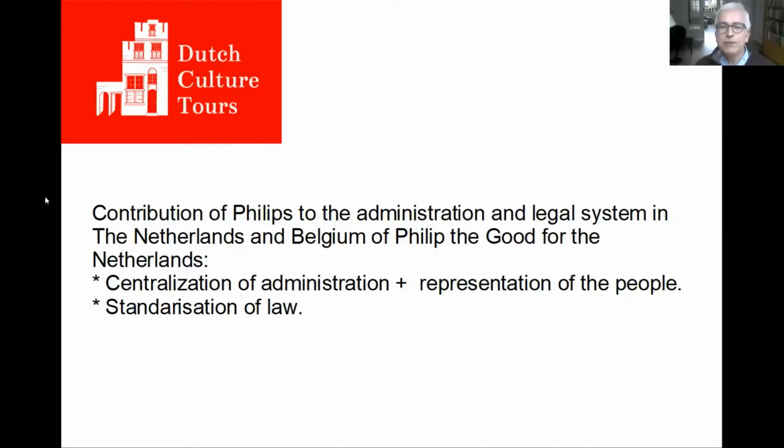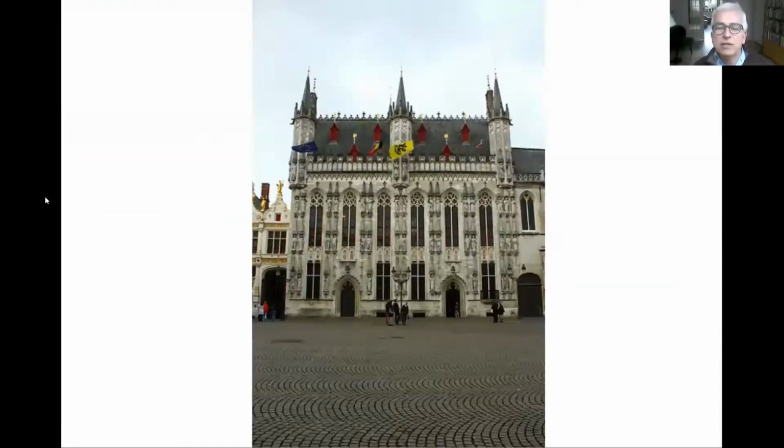The contribution of Philips to the administration and the legal system in both the Netherlands and Belgium lay in two activities, two decisions: the centralization of administration and the representation of people in the government, and second, the standardization of law. Let's start with this beautiful building, the City Hall of Bruges, Belgium. This is the place where the first meeting of the so-called Staten-Generaal took place in the year 1464.